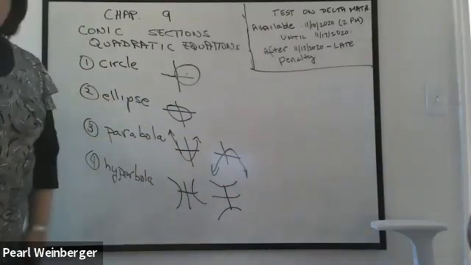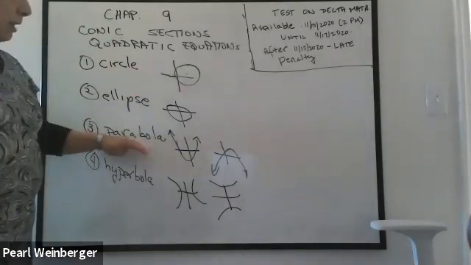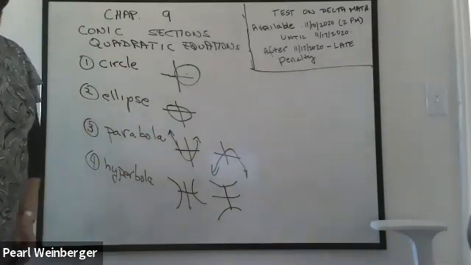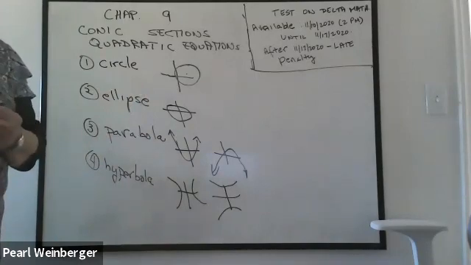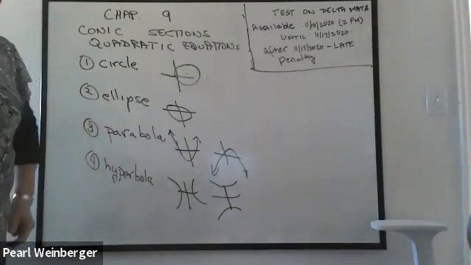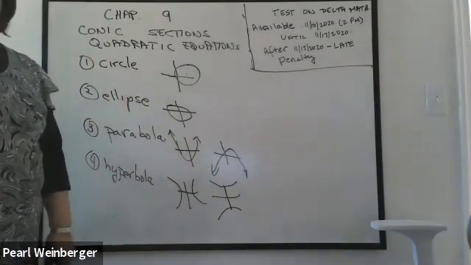What we're going to be looking at now, we're going to spend more time on the circle and on the parabola than the ellipse and the hyperbola. But we're going to be able to look at a quadratic equation, and from certain features that it has, we should be able to tell which of these four shapes we're going to get.